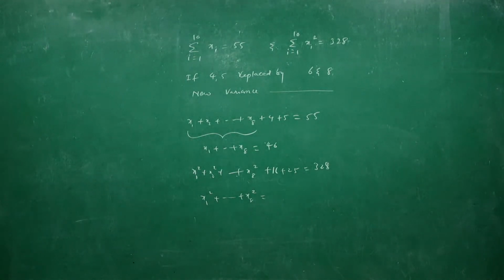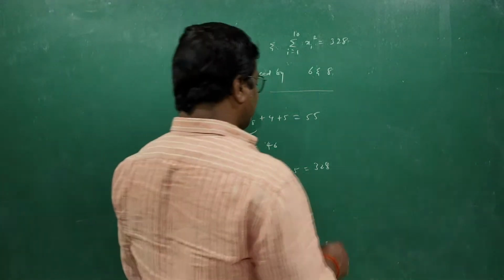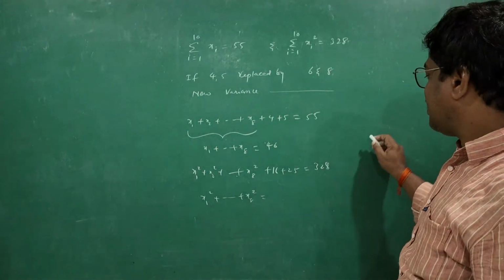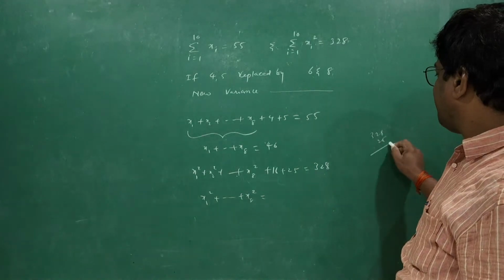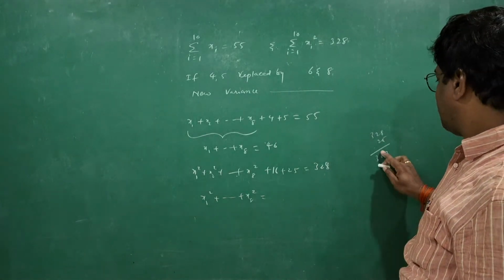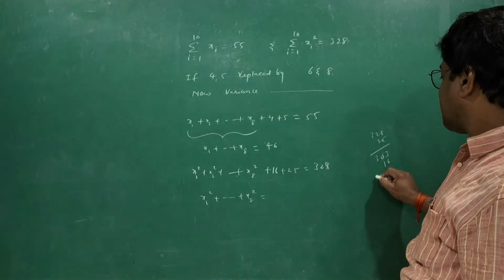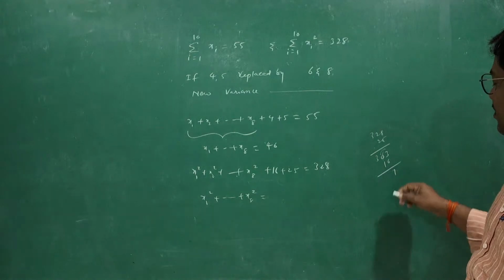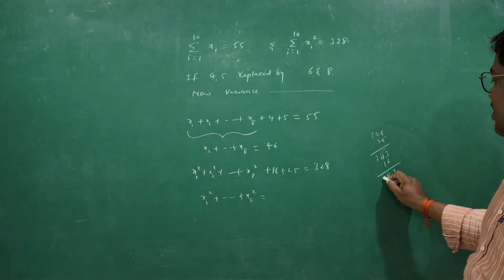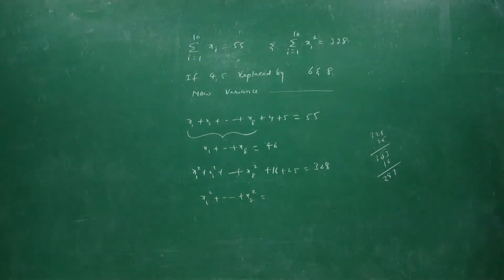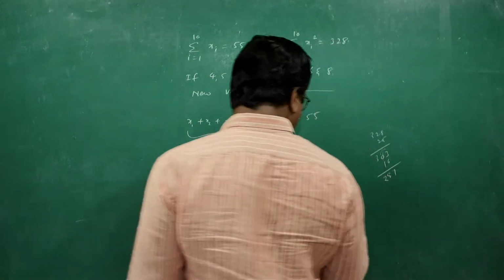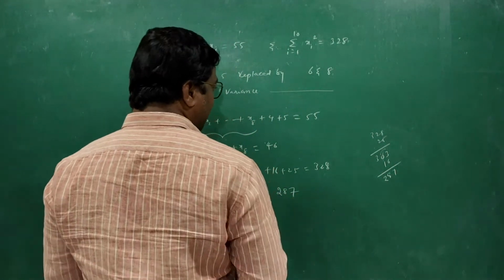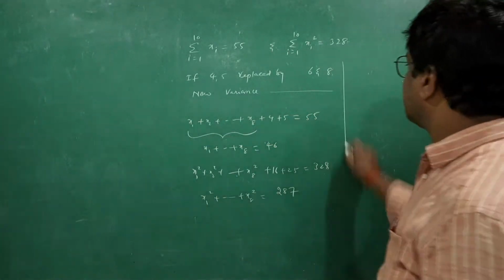Okay, that gives the result 328, from which first you have to remove 25. 328 minus 25 gives 303, and then you have to remove 16. That is 287.